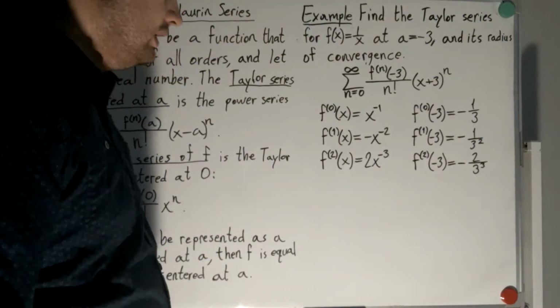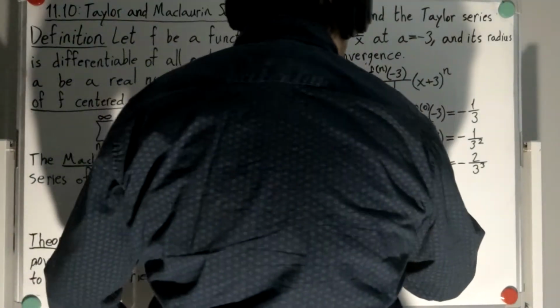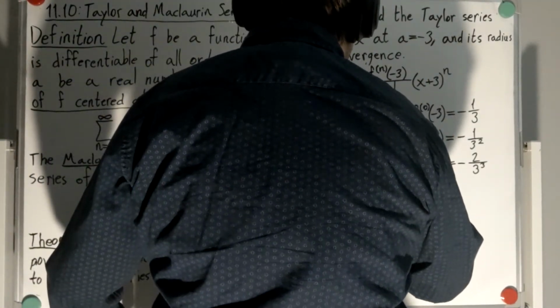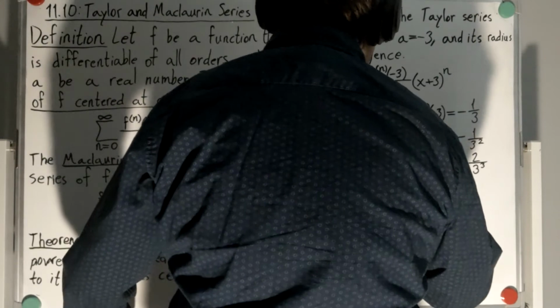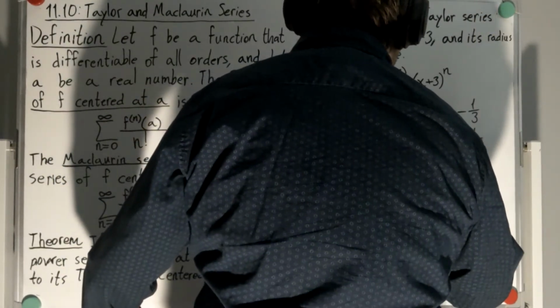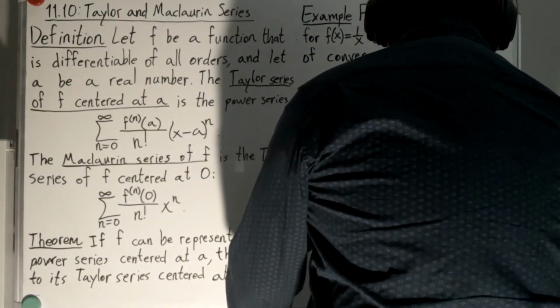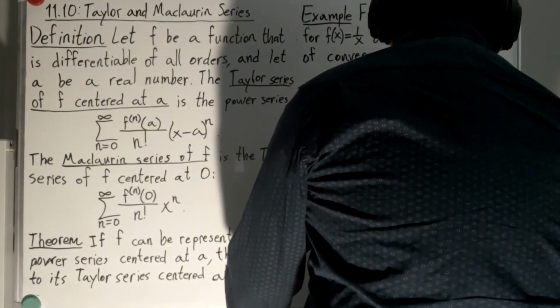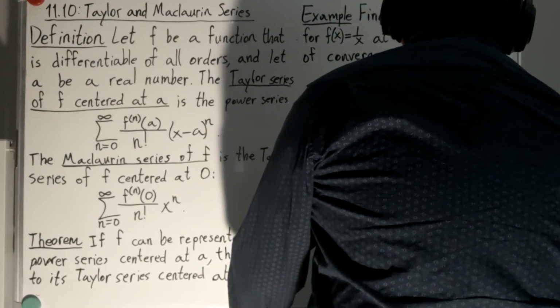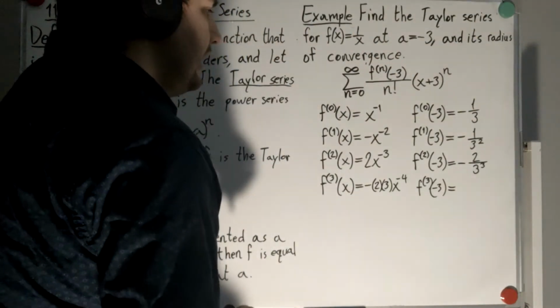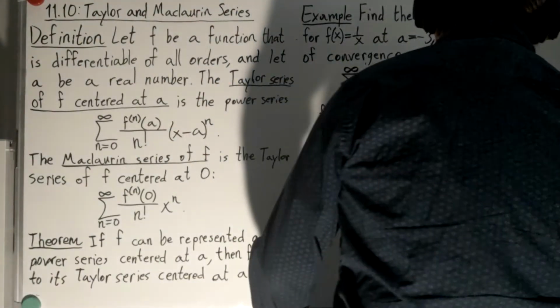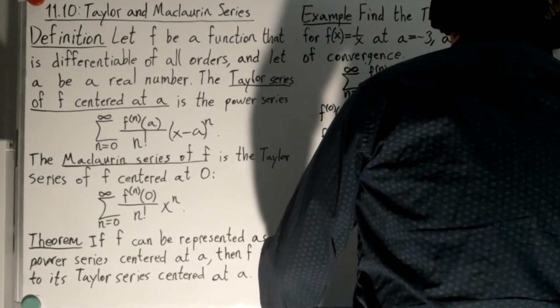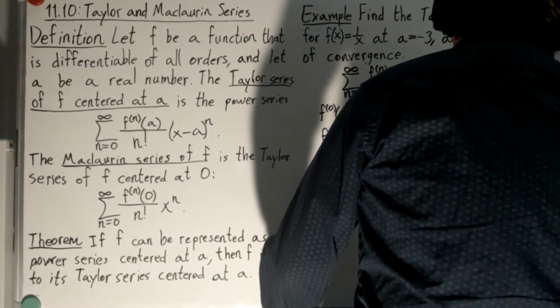Okay. And then the third derivative. Third derivative is negative 2 times 3 times x to the negative 4. And third derivative evaluated at negative 3. This just gives us negative 2 times 3 divided by 3 to the 4th power.